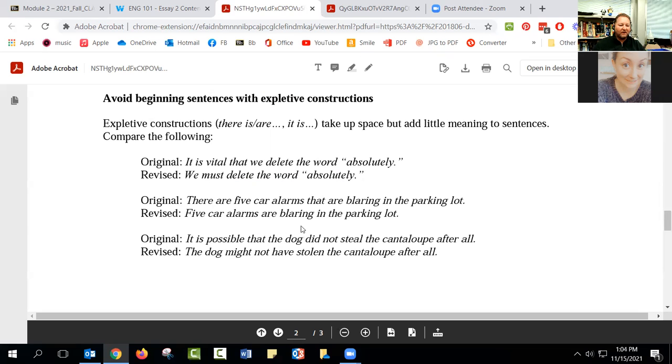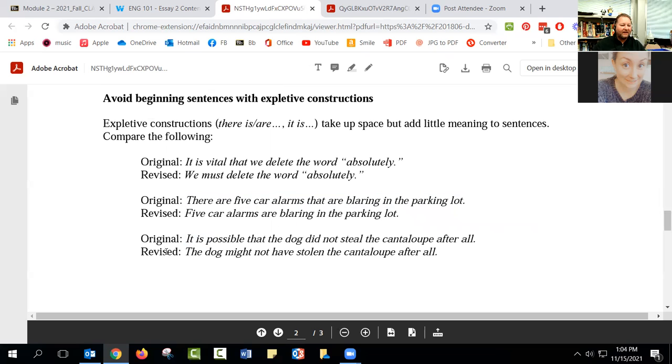Five car alarms are blaring in the parking lot. Yep, nice and easy, right? We don't need "there are, that are in the parking lot." Just five car alarms are blaring in the parking lot. Very concise, very to the point, right? And this doesn't seem like a big difference, but if you read 3, 4, 5, 30 pages of this style of writing, you're going to get bored and tired very, very quickly, even if the topic is interesting, right? Because the style helps make your topic more interesting.